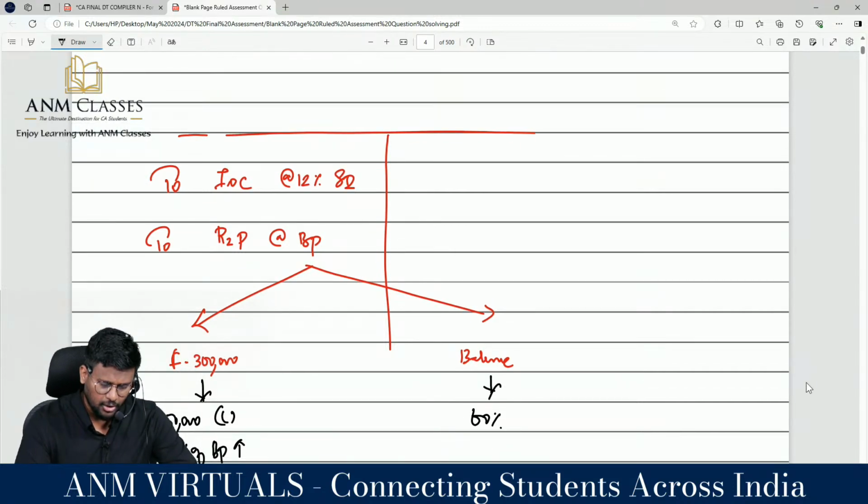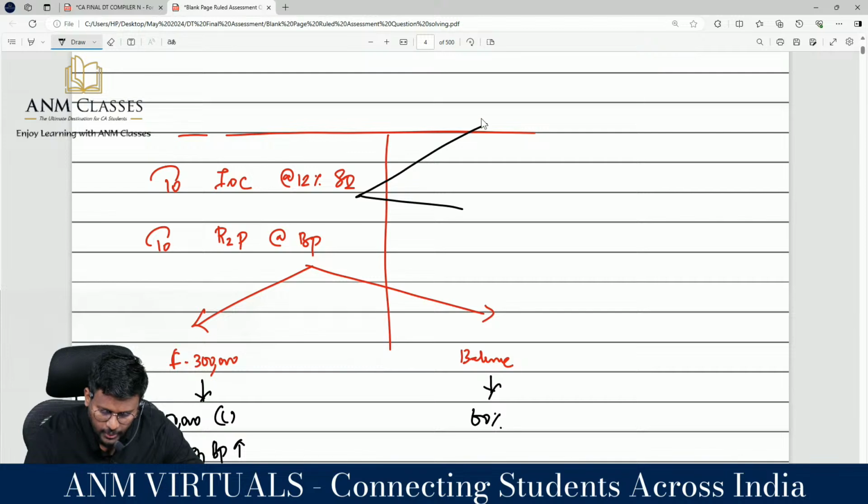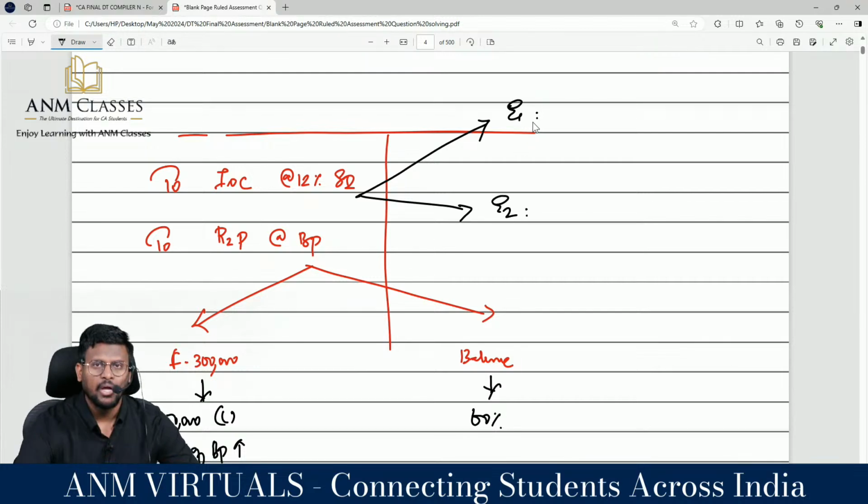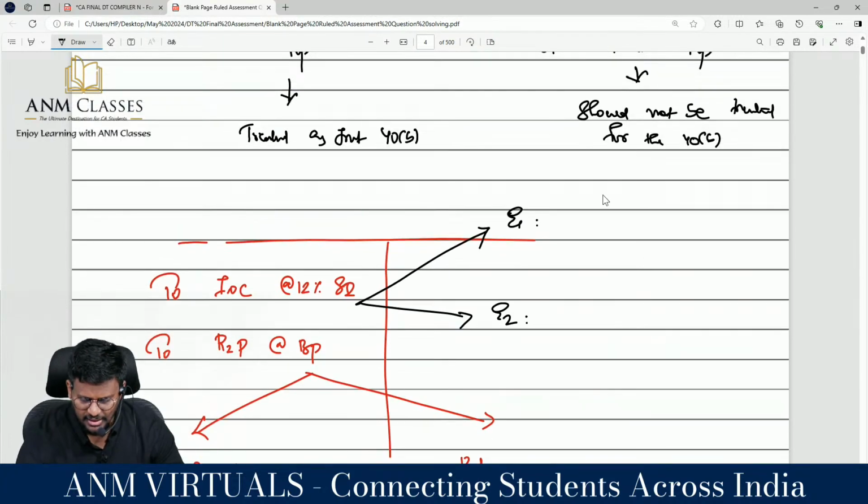And interest on capital, 12% simple interest. To govern this, we are having 2 explanations. Explanation 1 and explanation number 2. Explanation number 1 is saying that there is an individual.